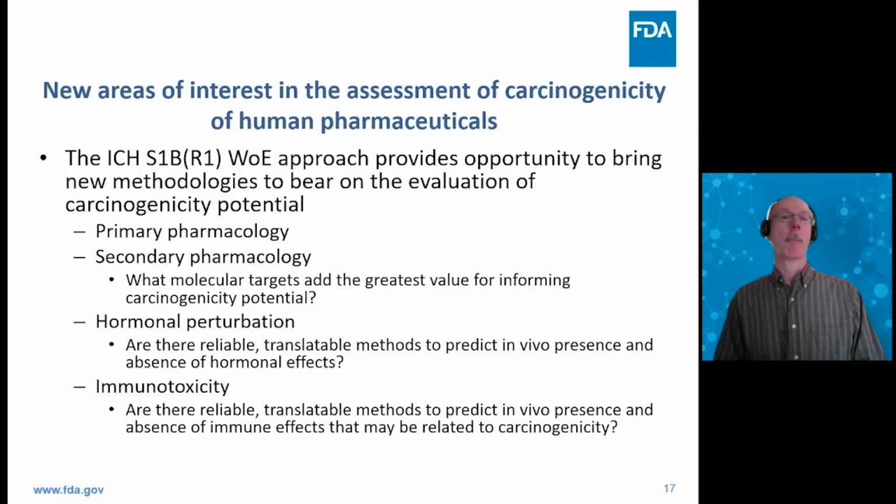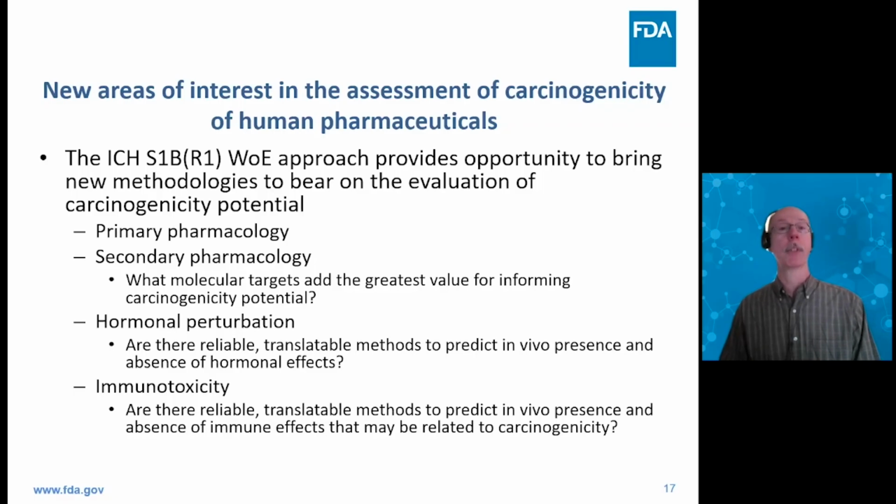The last couple slides talk about some new areas of interest in the assessment of carcinogenicity of human pharmaceuticals. We think the ICH S1B weight of evidence approach provides the opportunity to bring some new methodologies to bear on the evaluation of carcinogenicity potential. And we think this could be true for pretty much all the factors within that weight of evidence assessment, such as the primary pharmacology or target biology, or the secondary pharmacology. There are a lot of different molecular targets that can be screened in secondary pharmacology. So I think we want to help explore what molecular targets add the greatest value for informing carcinogenicity potential.